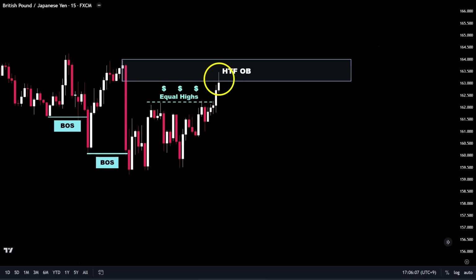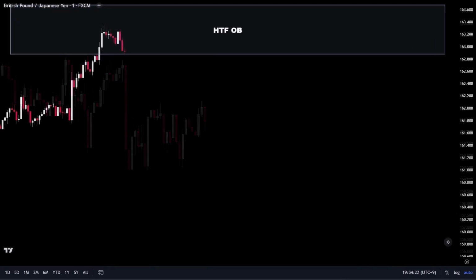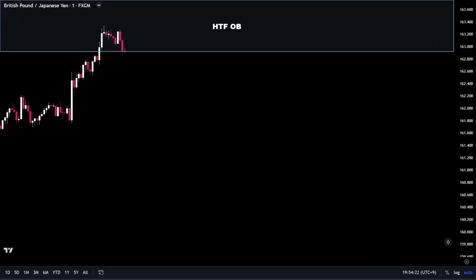In the next step, we will zoom in on the 1-minute time frame to obtain a clearer view of the price action and search for any signs of a change of character. Here, we have the 1-minute time frame chart. As you can see, price created a major change of character by breaking this structure to the downside and also left an incredible inefficiency behind.